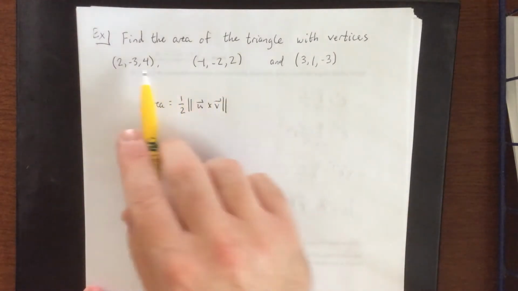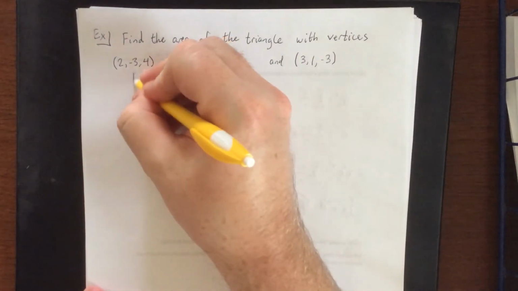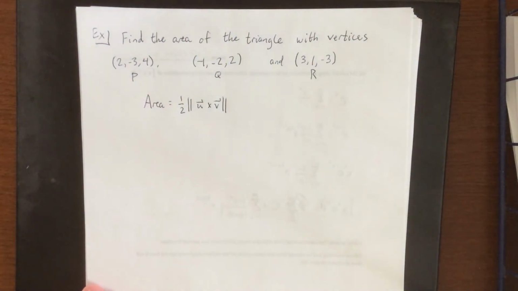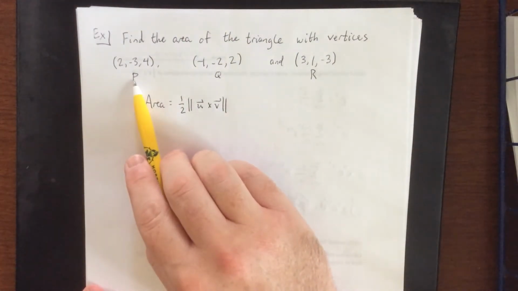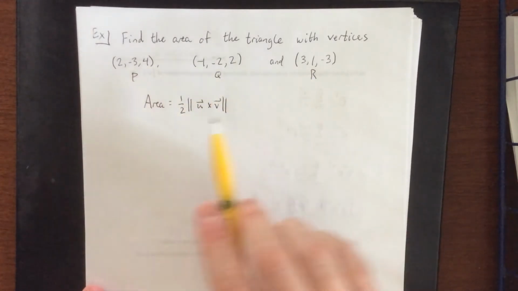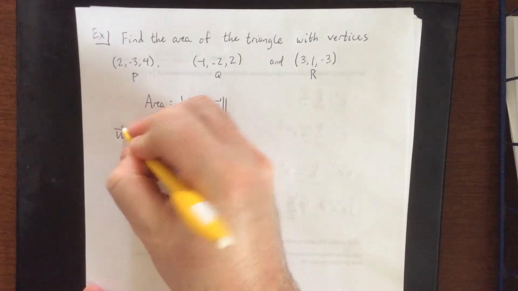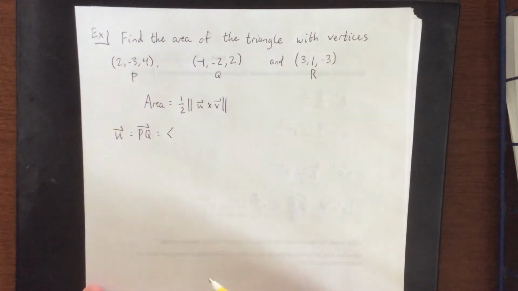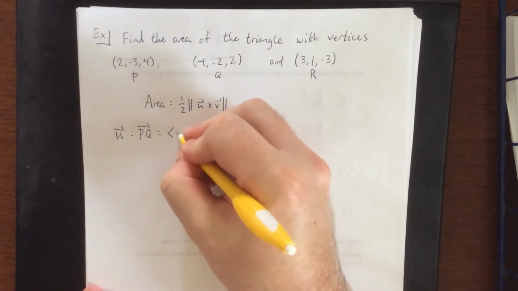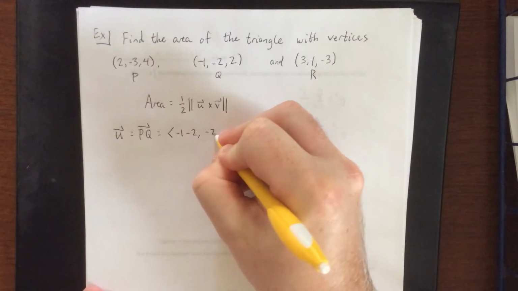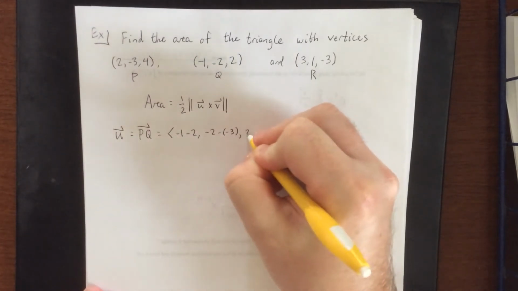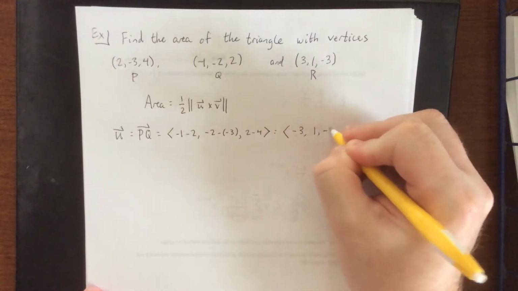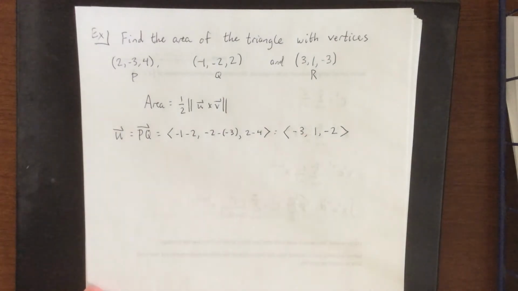Now, in their current form, these are all points, not vectors. So what we're going to do is label these as 3 points, and we're going to turn them into vectors. So what we'll do is we'll use P for the initial point, and we'll use Q and R for 2 different terminal points to create these 2 vectors. So for the vector U, I'm going to join initial point P to terminal point Q. The way that we do so is by doing terminal minus initial. So -1 minus 2, -2 minus -3, and 2 minus 4. Simplify each of these, we'll get -3, 1, -2 for our vector PQ.